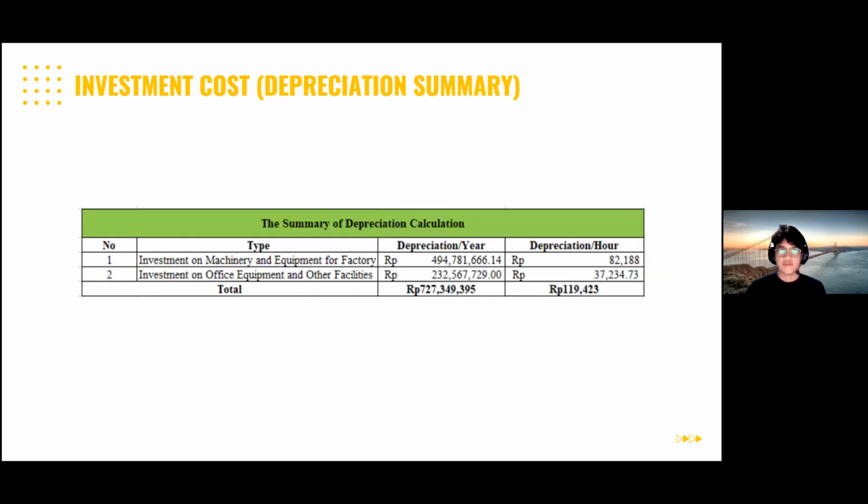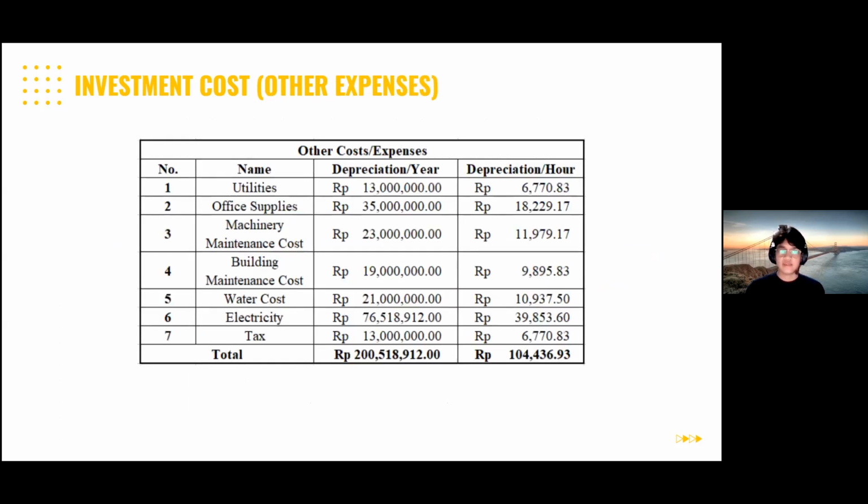Okay, this is the investment cost depreciation summary. Based on before, the investment in machinery and equipment and the office and other facilities, the total is 7 to 7,349 and so on, and per hour is 100,019 and so on.